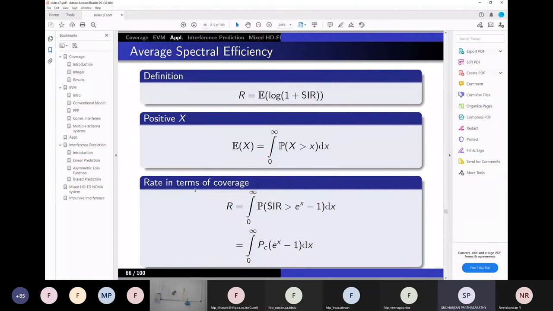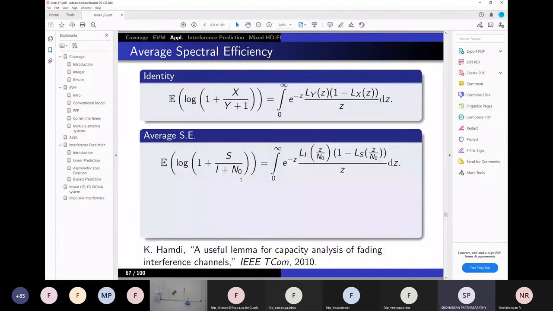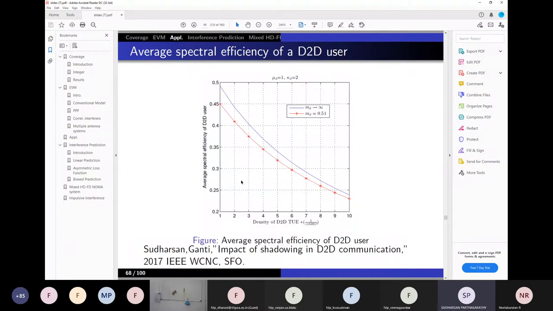Because you have shadowing in the D2D channels, your average spectral efficiency reduces. Which means that if you have shadowing in a channel and you design the system assuming there's no shadowing, for the M equal to infinity case, then you might actually end up with a lot of errors, because the maximum capacity that your channel can tolerate is lesser than what you're designing for. So you can end up here.